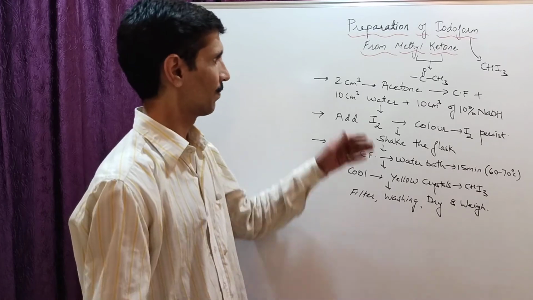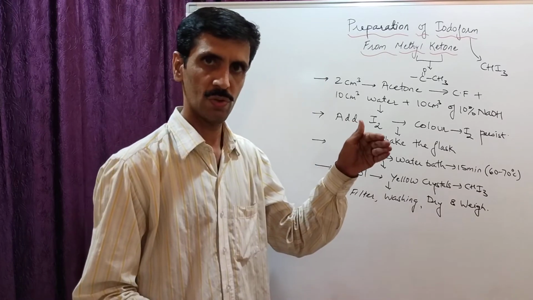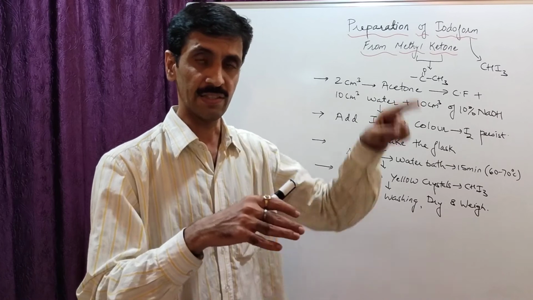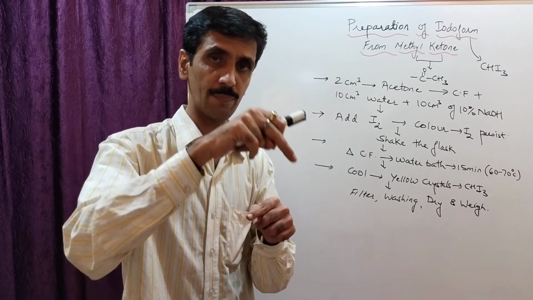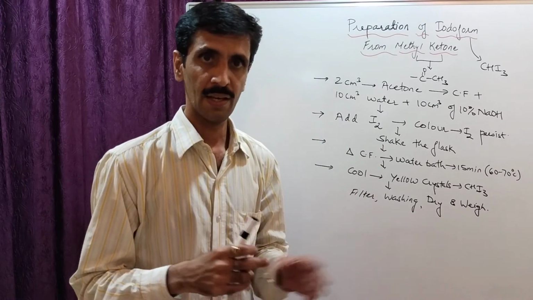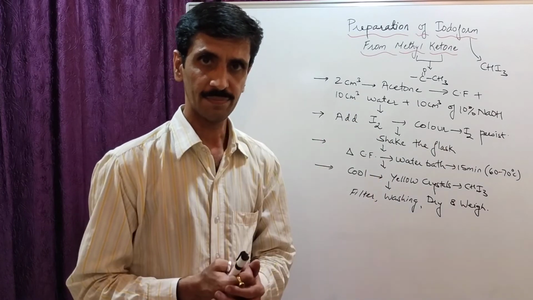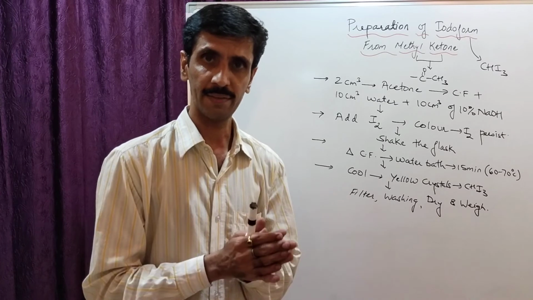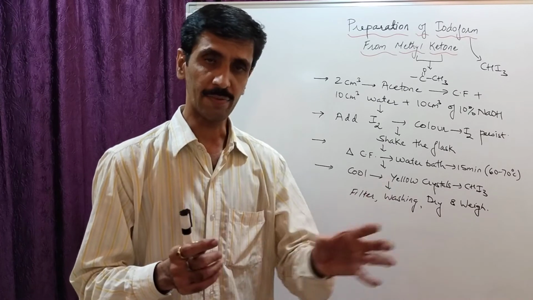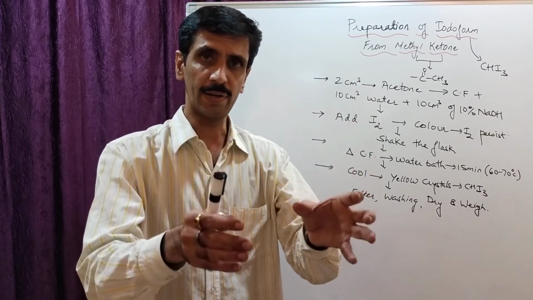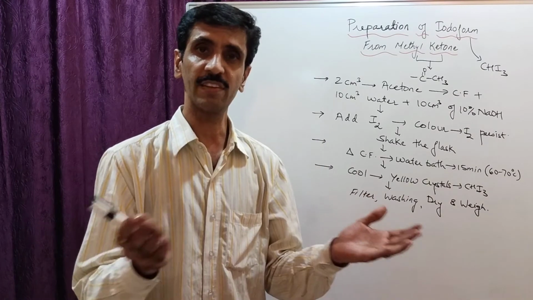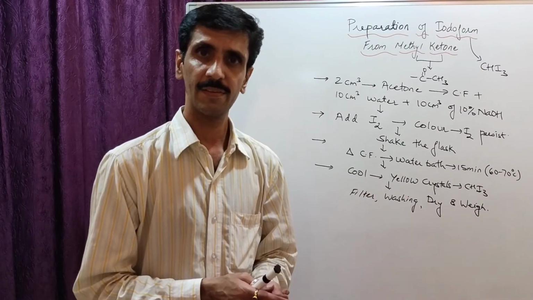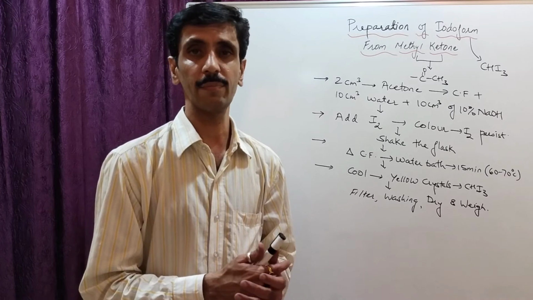So, 2 cm cube of acetone in a conical flask, 10 cm cube of water, 10 cm cube of 10% NaOH. Add into it iodine till the color of the iodine persists and remains permanent. After shaking it evenly, put it on a water bath. Heat it at around 60 to 70 degrees Celsius for around 15 minutes.